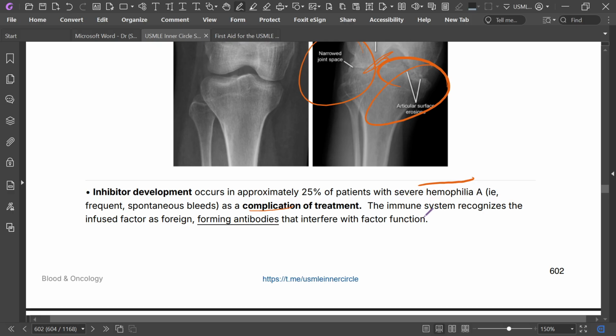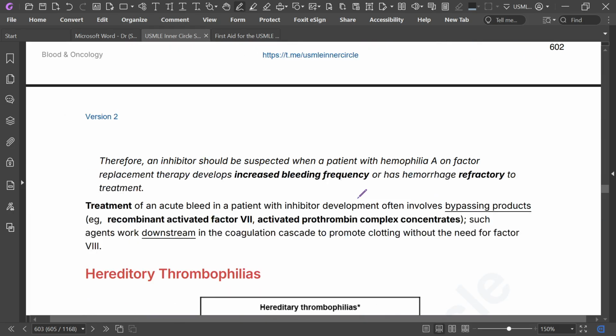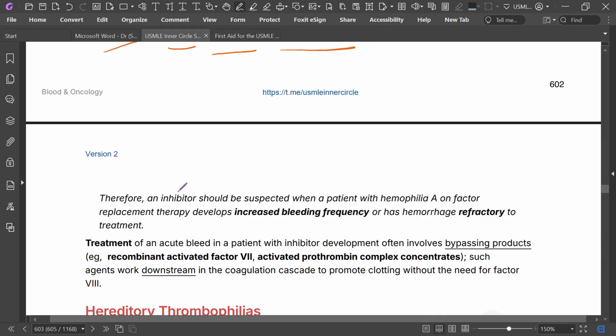Inhibitor development occurs in 25% of severe hemophilia A. As a complication of treatment, the immune system recognizes the infused factor as foreign and forms antibodies that interfere with factor function, and therefore an inhibitor should be suspected when a patient with hemophilia A on factor replacement therapy develops increased bleeding frequency. Think about refractoriness to the treatment; think about inhibitor development.